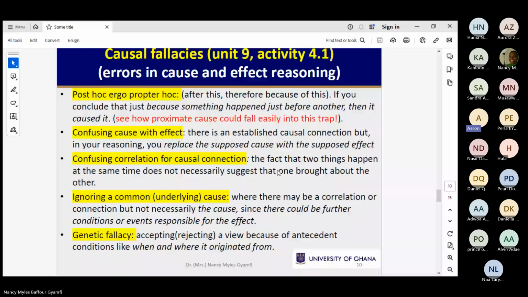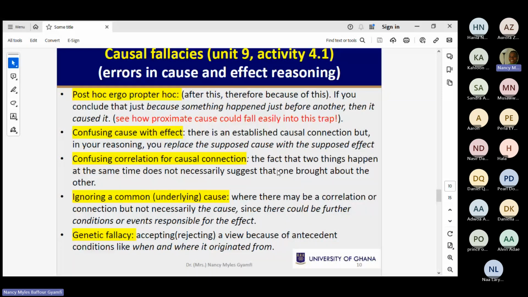Madam, please, is there a connection between post hoc ergo propter hoc and confusing cause and effect? Yes, there is, but I don't think they overlap. Post hoc ergo propter hoc is saying that something happened just before.